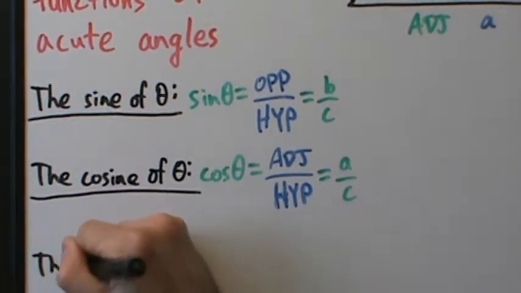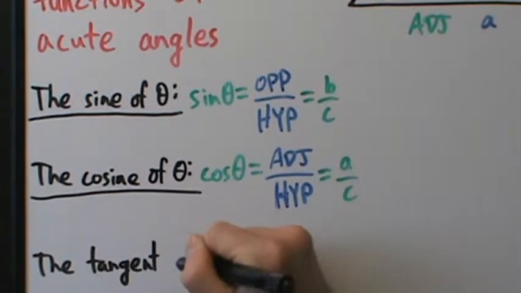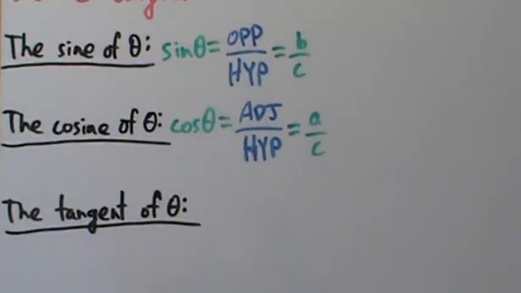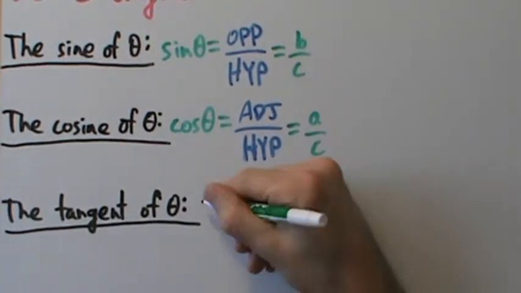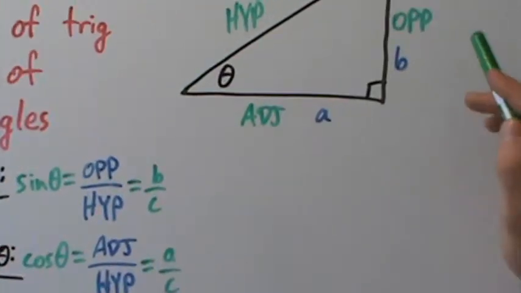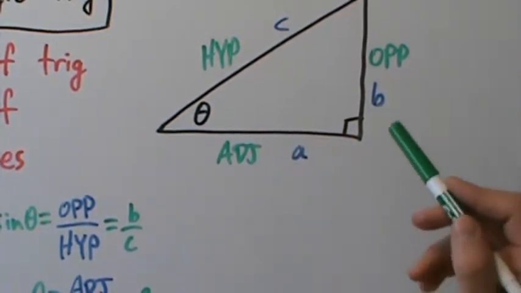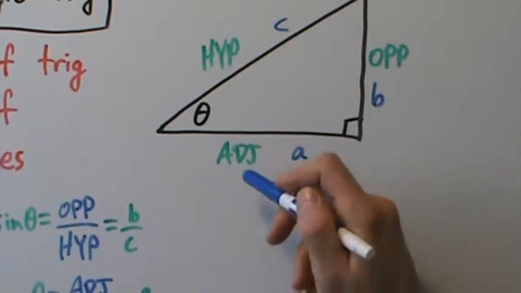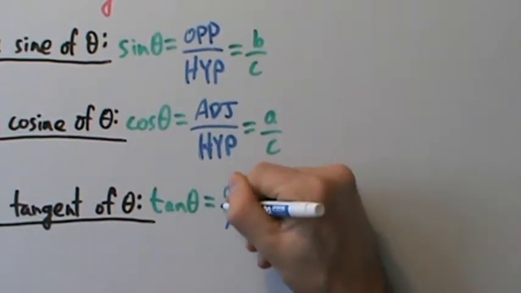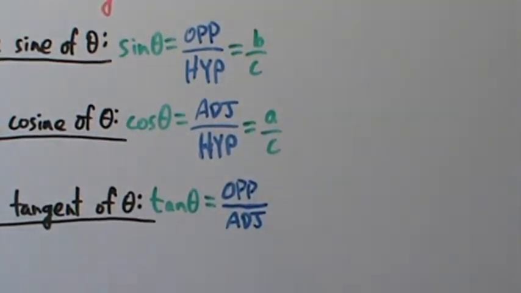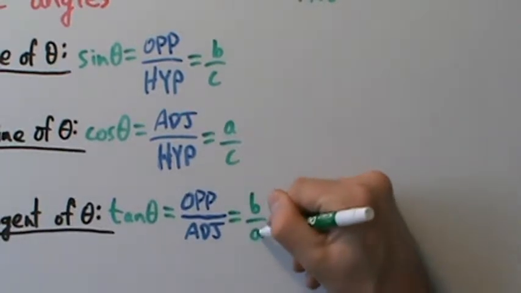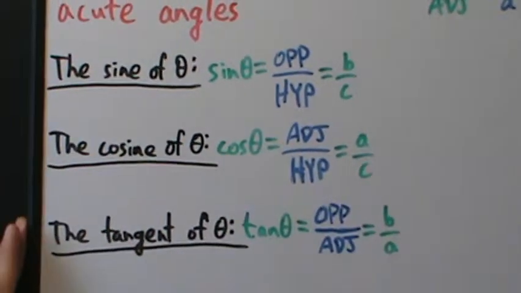So next is the tangent of theta. Okay, so the tangent of theta is denoted tan theta, and that's equal to the opposite side divided by the adjacent side, which in this case is B over A. So the tangent of theta is always opposite over adjacent. And again, for this particular triangle, that's B over A. Okay, so here's three of the six trig functions we're going to talk about.